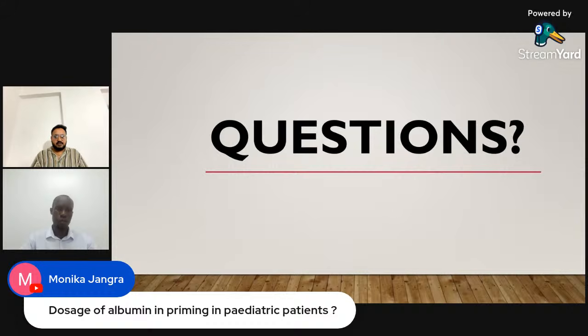So we have one more question. What is the dosage of albumin in priming in pediatric patients? So for us, we do 25 to 50 mils in priming.